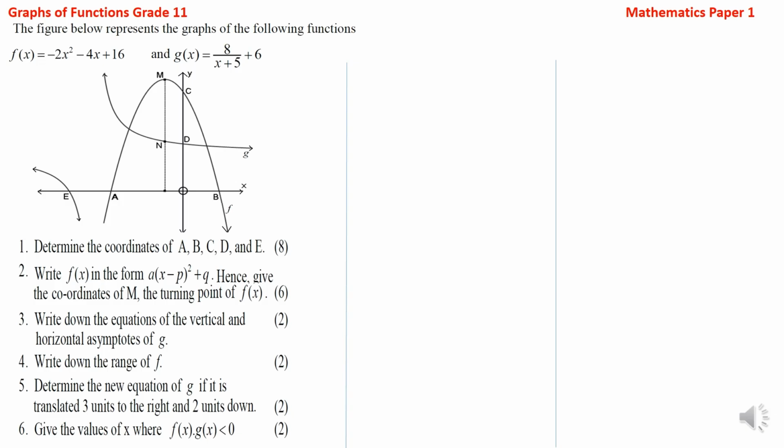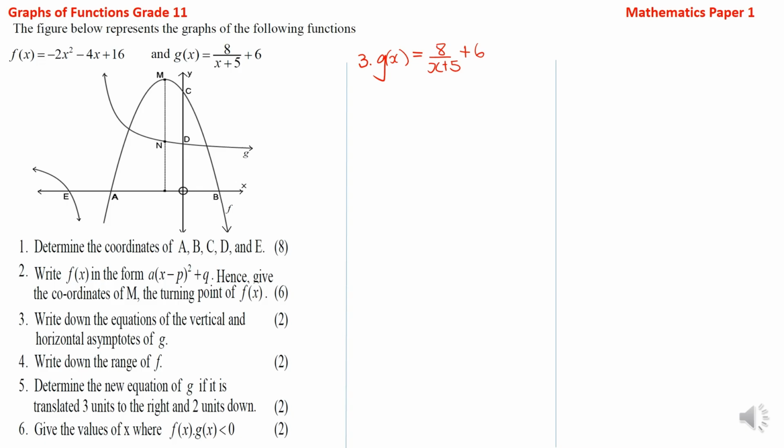Question number 3: determine the equations of the vertical and horizontal asymptotes of g. That is the third question. Please take notice. The question says, determine the equations, so you must express them as equations, please. That is very much important. You must express them as equations.